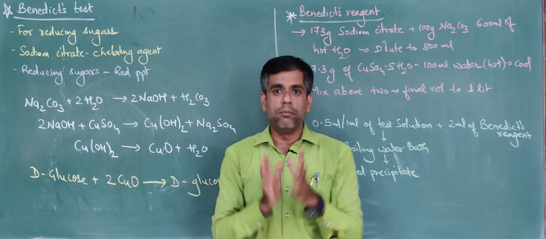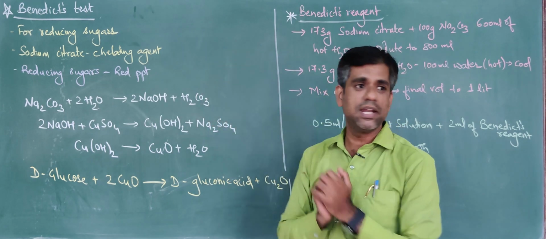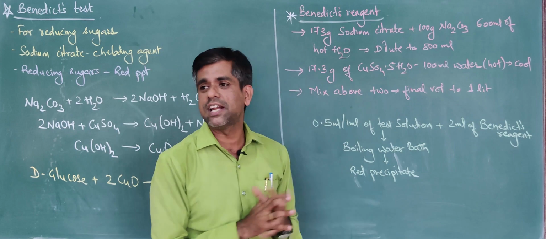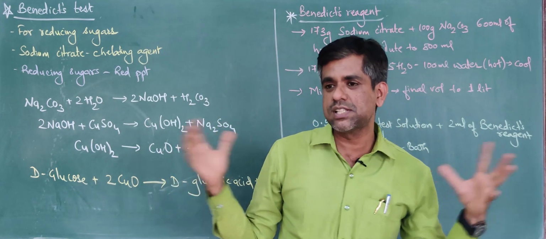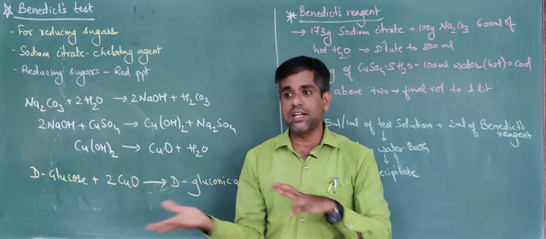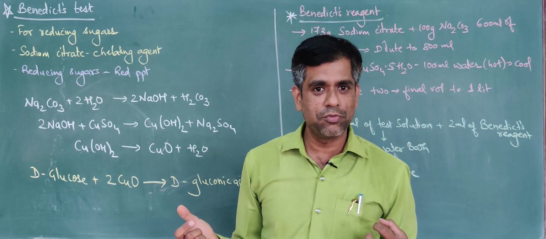To summarize, Benedict's test is for estimating reducing sugar, uses Benedict's reagent, and formation of a brick red precipitate indicates the presence of the reducing sugar. The color complexes formed can be used for quantitative analysis. So I think this much is enough for today.